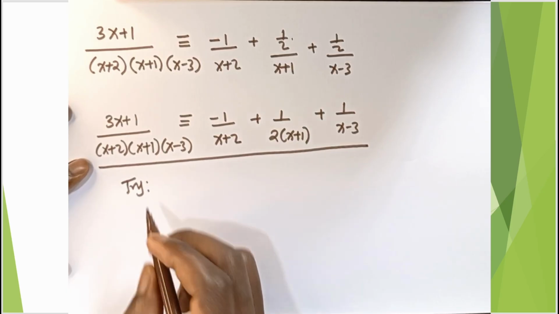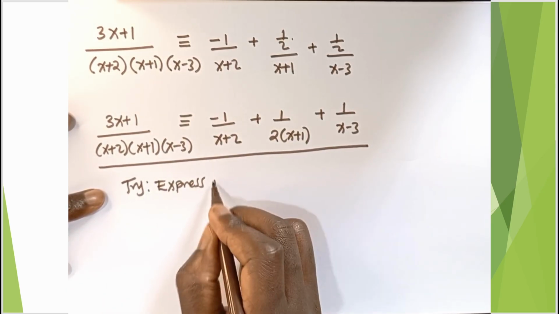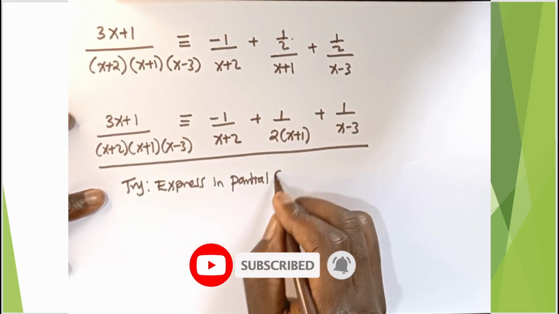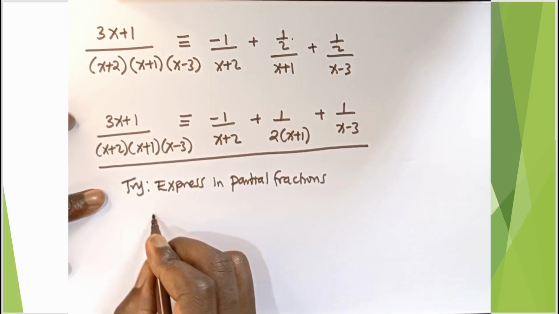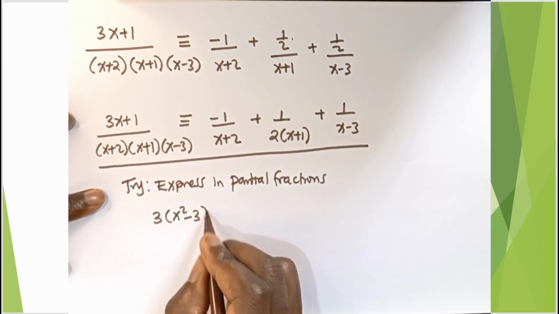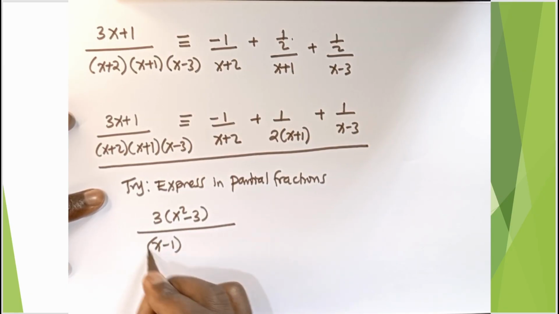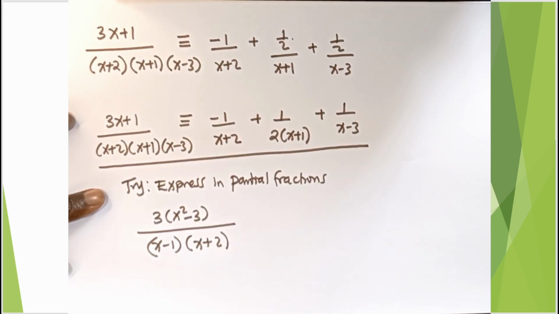Now your trial question says, express in partial fractions, what are we expressing? 3 into x squared minus 3 out of x minus 1 into x plus 2.